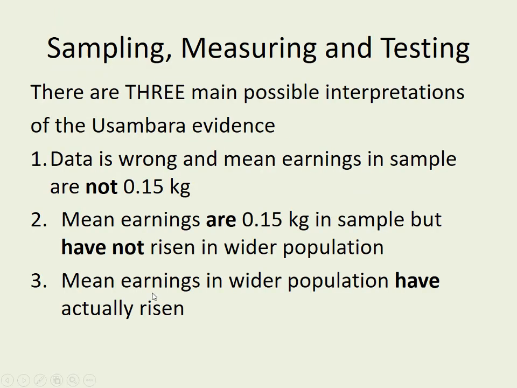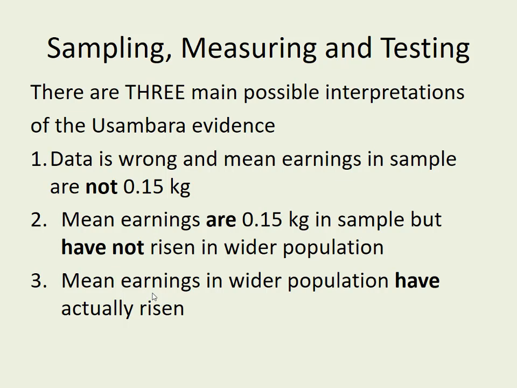So if you think about what we've found, I would argue there are three ways that you can interpret this and try to explain what's happened to give rise to that evidence. The first one is that the data is actually wrong. So the data you've got from the sample are wrong. In that sample, earnings did not really go up by that much. The second possibility is that they did go up by that much in the sample, but in the wider population, they didn't go up. So it's just something happening in the sample. The third possibility is that it did go up in the sample and also in the wider population.